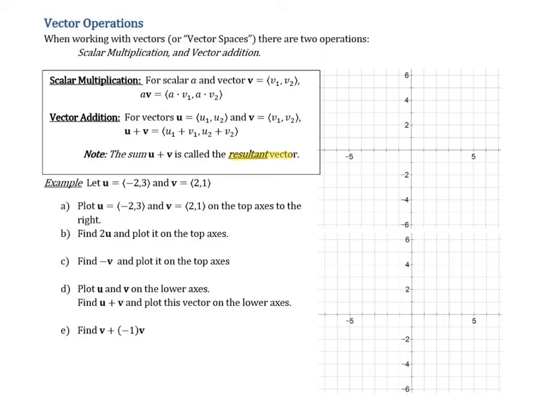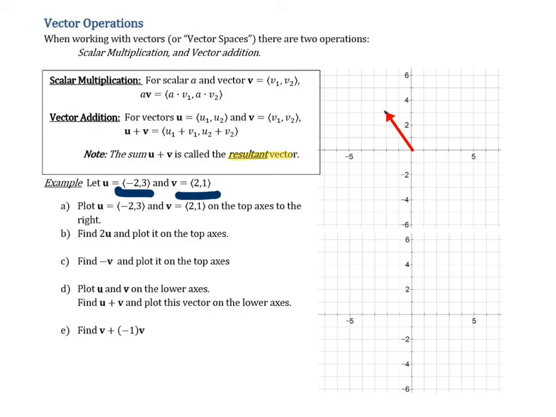So let's try that out. So we have a vector -2, 3 and a vector 2, 1. All right, and let's plot those on the top axis here. So -2, 3 is going to put us up here, and that's going to give us this vector here.